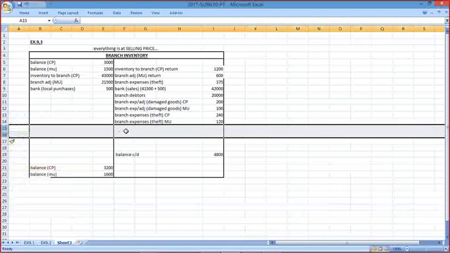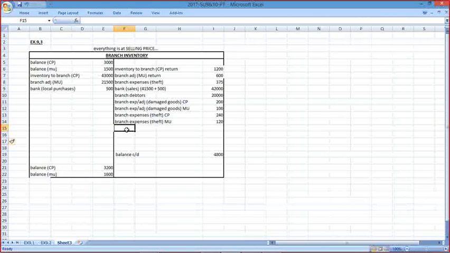Okay, so this is a long, long T account. This was for a donation, so branch expense, cost price and markup. What was it? 60, so 60 and then half of 60 is 30.